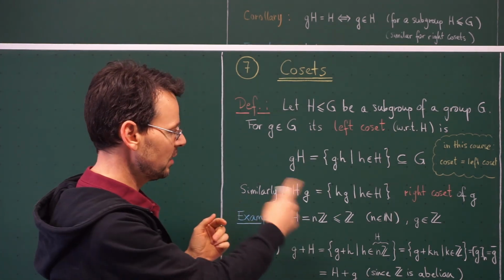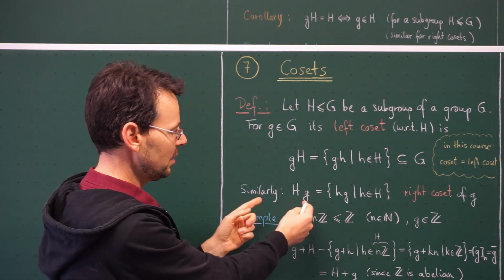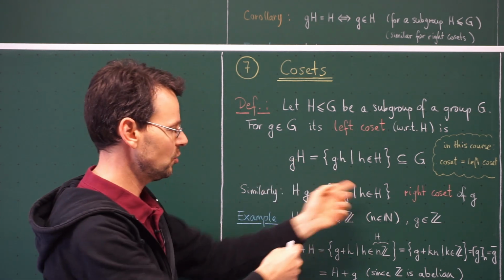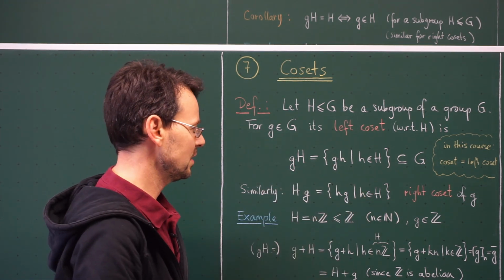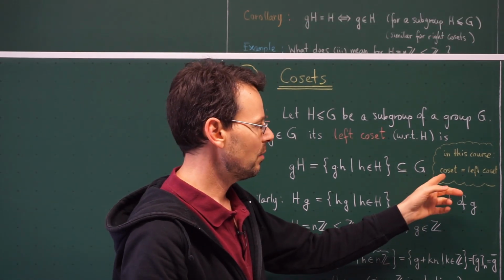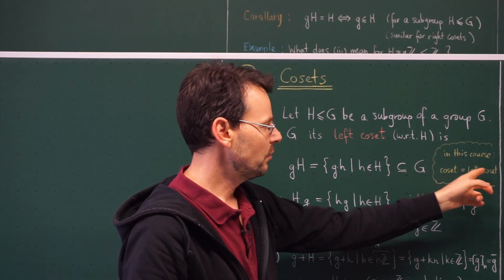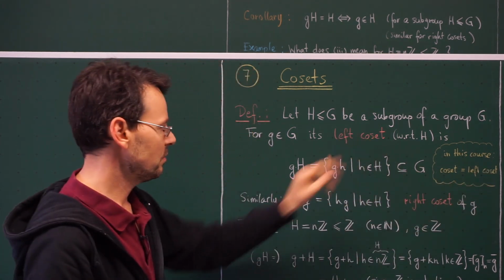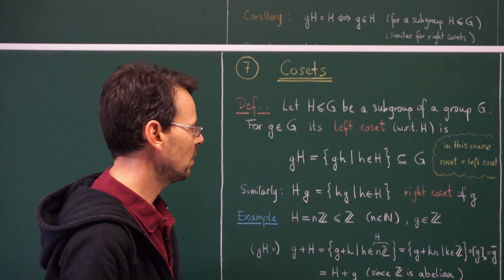And similarly, the right coset is defined like that. Simply take the products Hg, where h runs through the whole subgroup. And in this course, unless otherwise specified, coset will mean left coset, because we mostly or almost always work with left cosets.